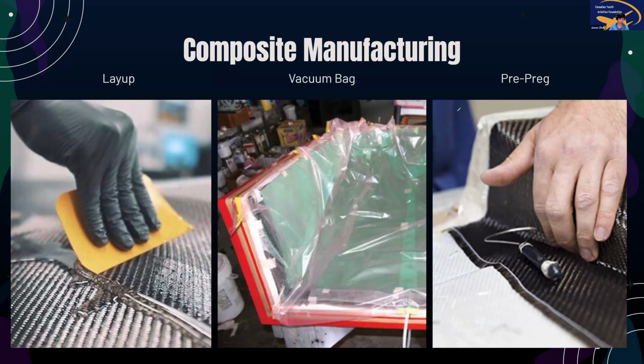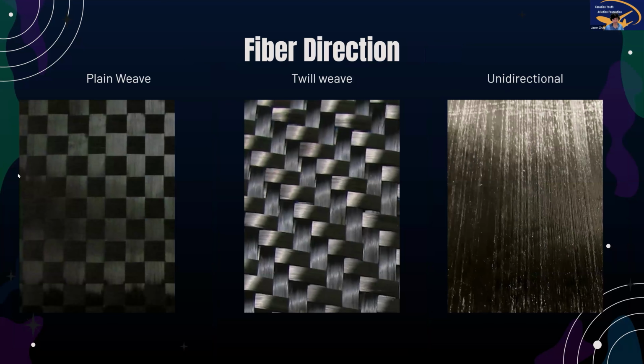There's something else called pre-preg, which is just another type of carbon fiber with the liquid plastic already inside of it. So this makes it a lot easier and a lot cleaner to do. All you have to do is just put the carbon fiber on an object, push it to shape, and leave it overnight, and it will dry.